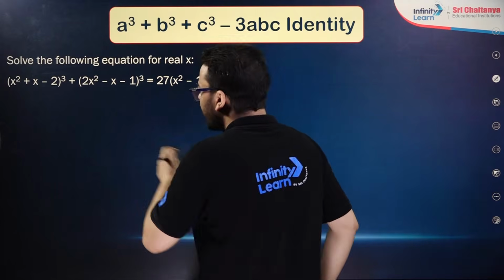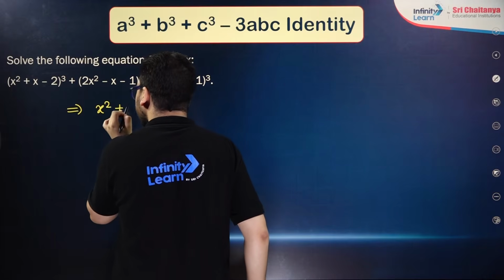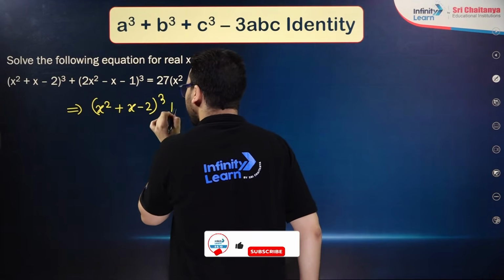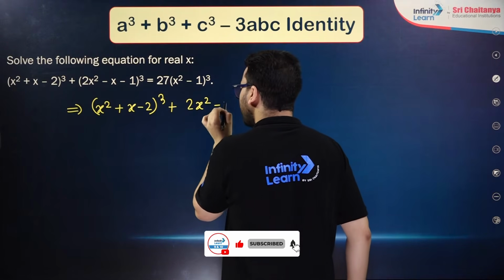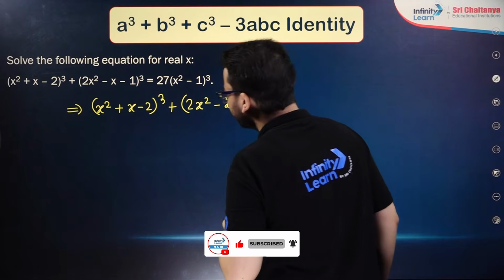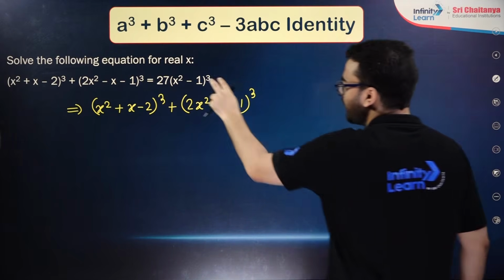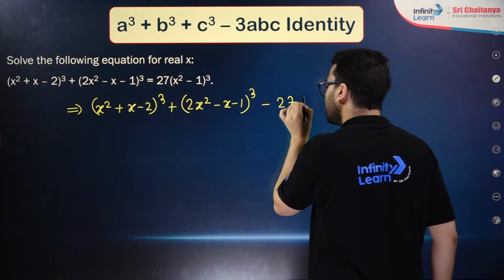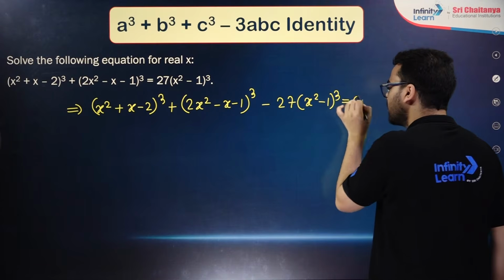So what we can do over here, you see this is nothing but (x square plus x minus 2) the whole cube, and then plus (2x square minus x minus 1) the whole cube. Now basically guys, if I take it on the other hand side, that is minus 27 into (x square minus 1) the whole cube, that is 0. Is that clear?